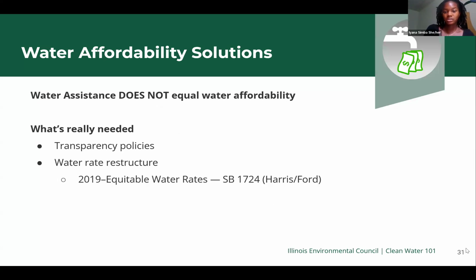However, I want to be clear that water assistance does not equal water affordability. So what we really need is more transparent policies about how water rates are being set. We need water rate restructuring. So we tried to do variable water rates back in 2019. We haven't really revisited that yet, especially since the pandemic. But it's a conversation we need to talk more about, thinking about how different users of the system should pay their fair share. Industrial users, they probably shouldn't be paying the same rate as your individual household. So there are things to discuss more as far as water rate restructuring, but there are greater long-term water affordability solutions that we need to look to besides just assistance programs.